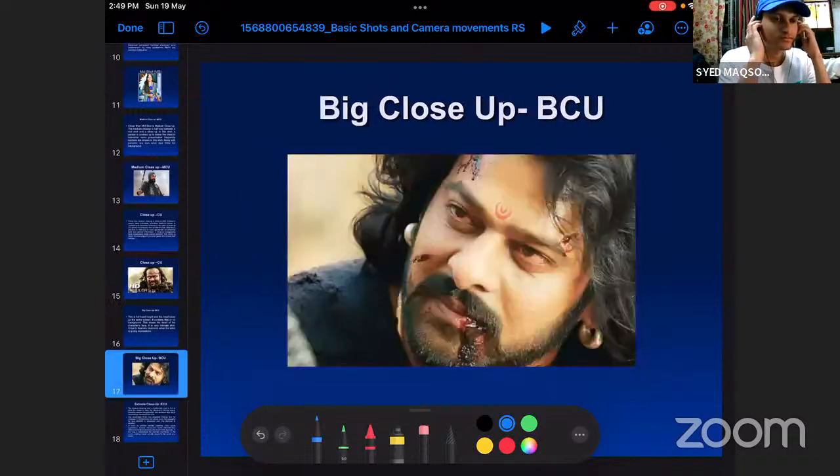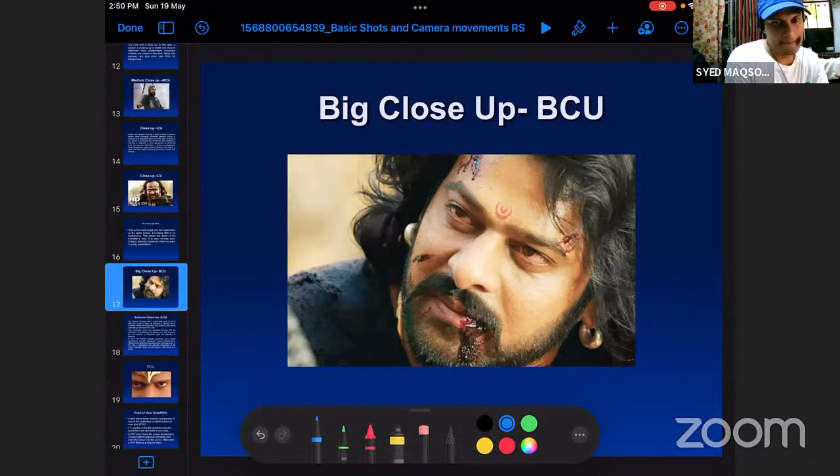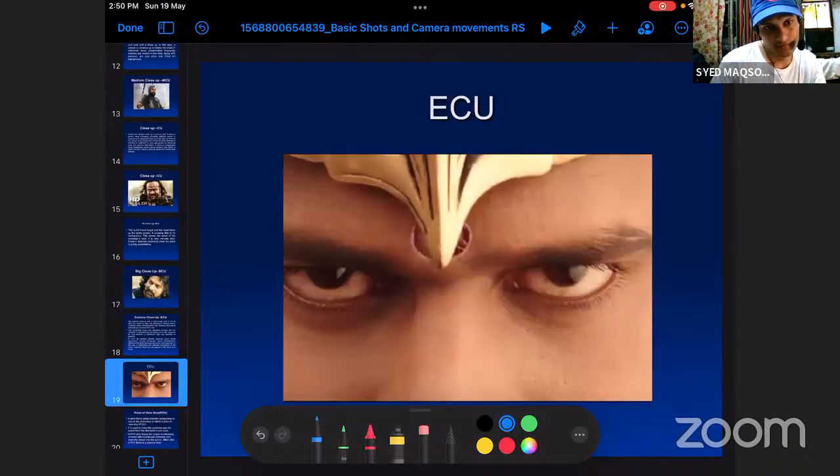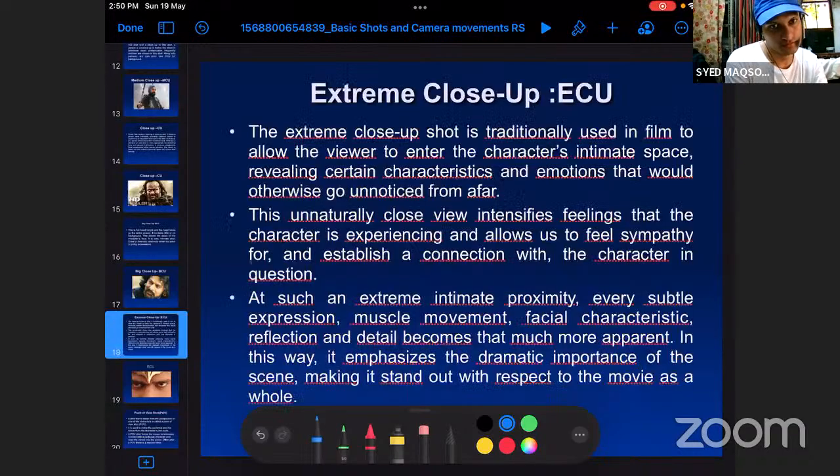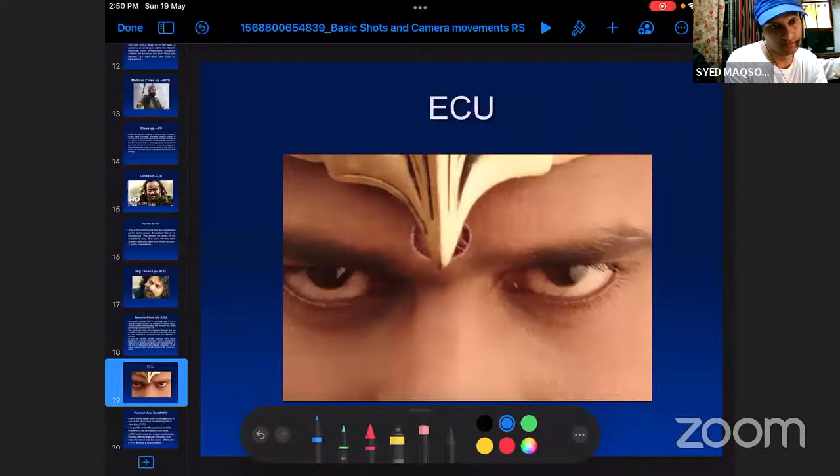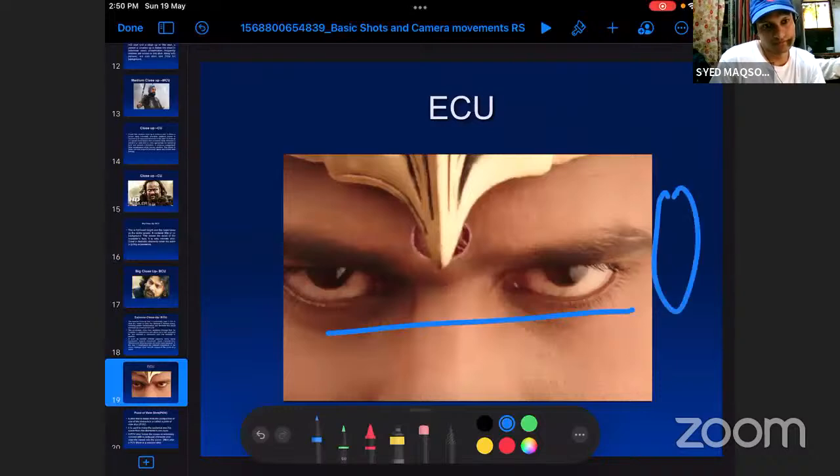Another one is the big close-up. In the big close-up shot, only the person's face is visible. Next one is the extreme close-up, ECU. The extreme close-up shot is used to show only part of your body, whether it is the eyes, or sometimes the ears, or the nose, or the mouth. Only part of your body.